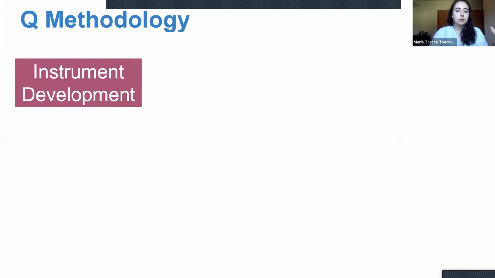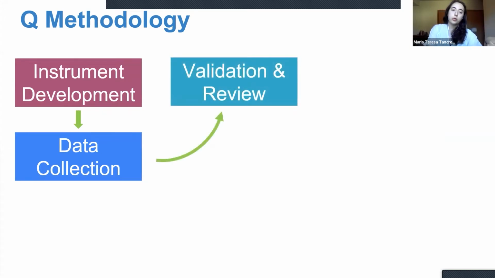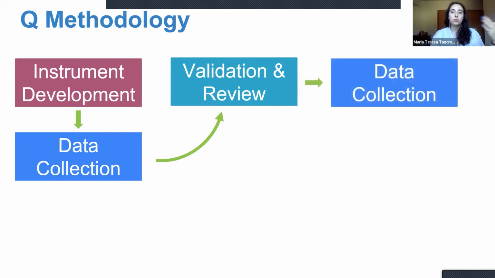Well, the first step is to develop an instrument. The instrument is a group of cards on a topic that farmers use and rank to express their opinions on the topic. And so once the instrument is developed, we usually do a first round of data collection, which we completed last year with our key informants. And this data collection is used to validate and review the instrument that then we use for a second round of data collection, which is what I'm doing now with farmers across the US.